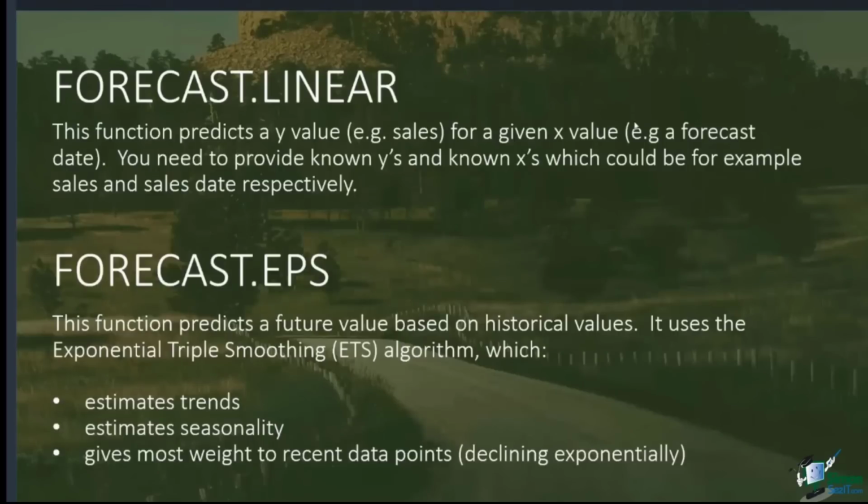The other one that you might see in use, which is fairly common, is FORECAST.ETS. I've put EPS there, it's ETS, I'm sorry, I've made a typo there. It stands for exponential triple smoothing. This is a way of forecasting which also incorporates other information. It estimates trends, it estimates seasonality, and it gives the most weight to the most recent data point. So it is a little bit different to the linear forecast.